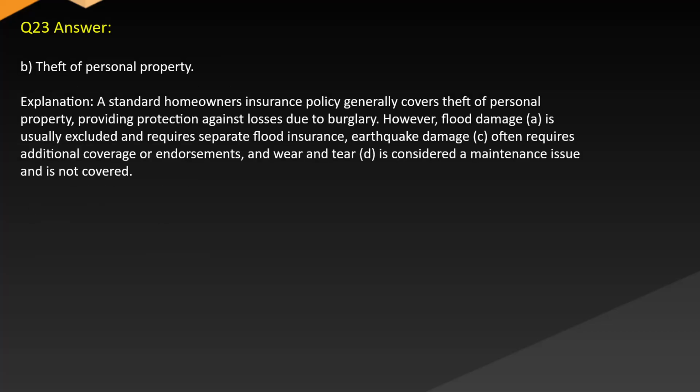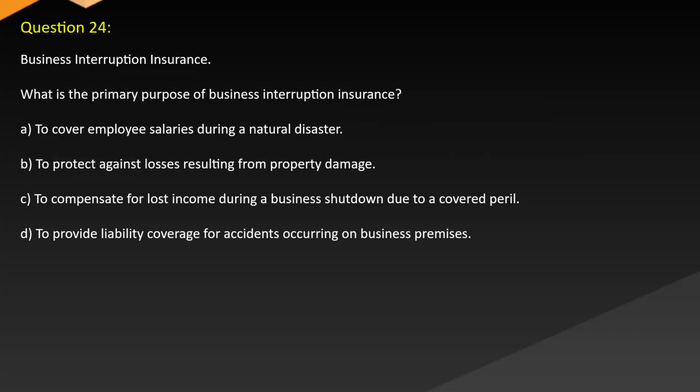Answer B. Theft of personal property. Explanation: a standard homeowners insurance policy generally covers theft of personal property, providing protection against losses due to burglary. However, flood damage is usually excluded and requires separate flood insurance. Earthquake damage often requires additional coverage or endorsements, and wear and tear is considered a maintenance issue and is not covered.